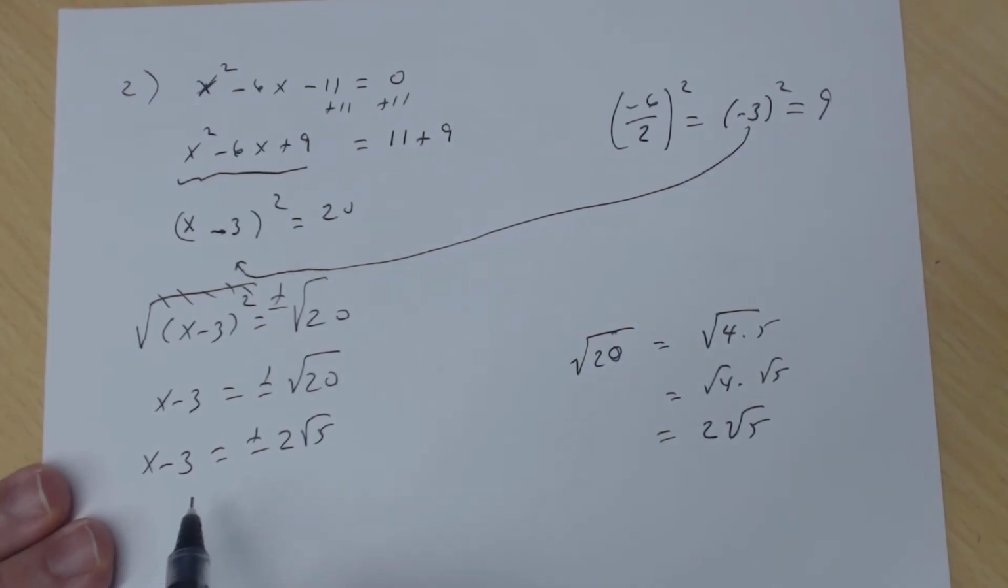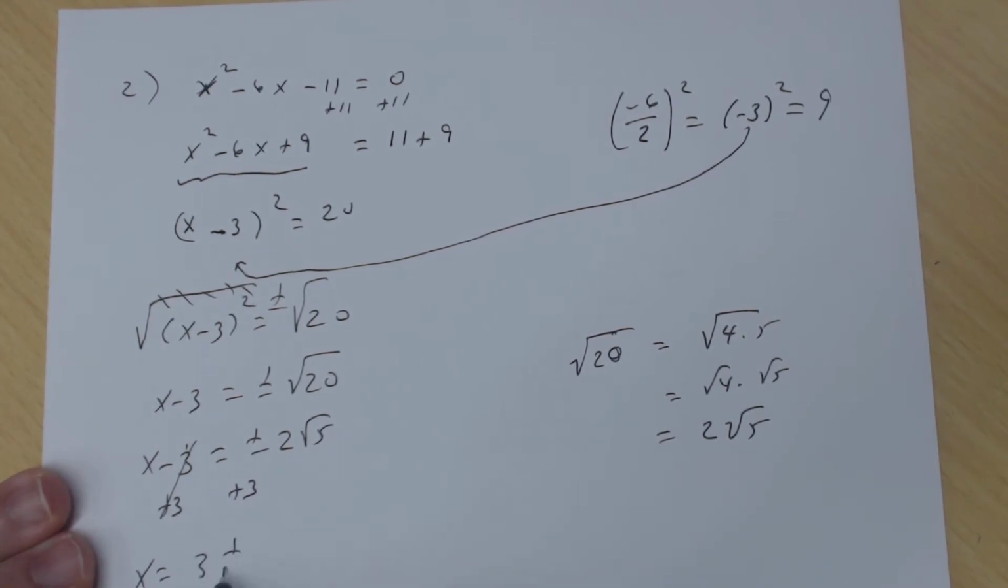And so now you're going to add 3 to both sides. And so I get, remember, combine like terms, a negative 3 plus 3 is 0. So I get x to be 3 plus or minus 2 square root of 5.